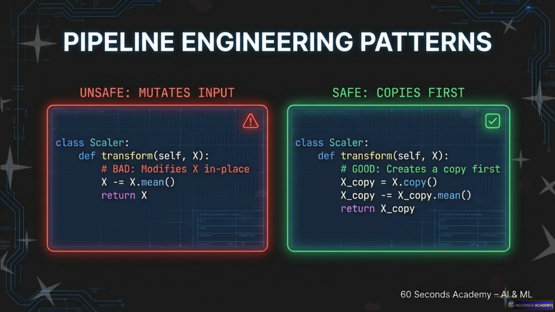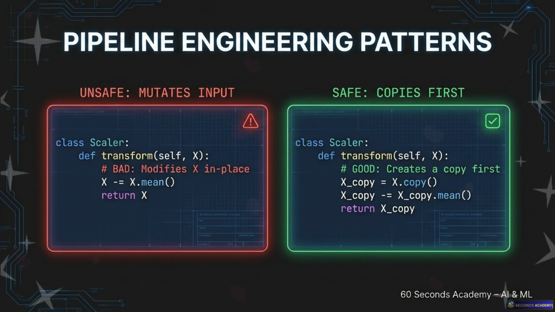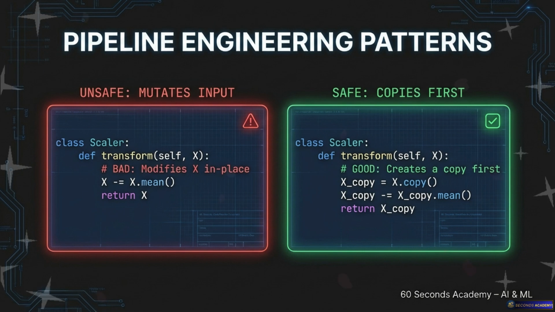To fix it, always create an explicit copy first. Inside your transform method, the first line should be xcopy = x.copy(). Then do your math on xcopy and return xcopy. The original x is left alone. Treat it as sacred. Exactly. This is functional programming 101. Avoid side effects. Your function should return your result, not modify the inputs.